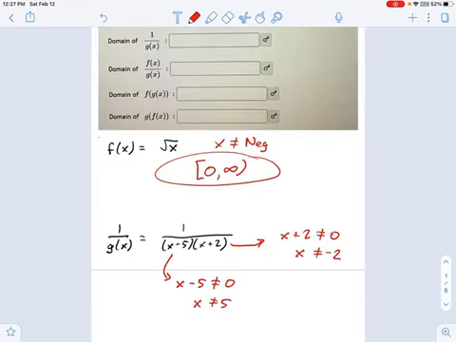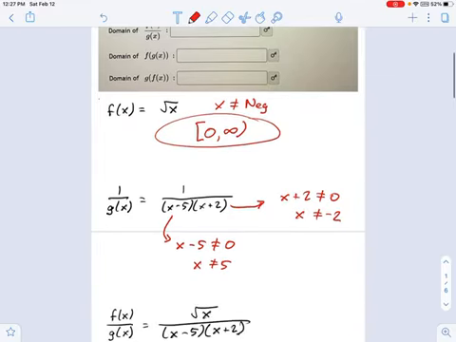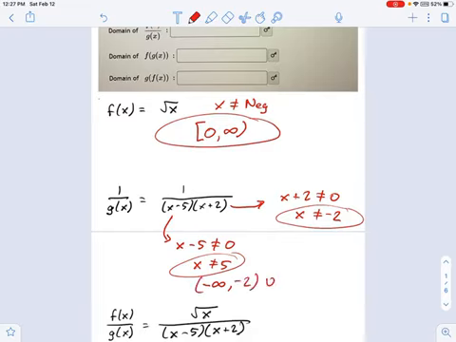It's not some infinity. So we take our two domain restrictions, negative 2 and 5, and just wrap those together into a domain, which goes from negative infinity to the first domain restriction, which is negative 2. And then union, negative 2 to positive 5, and then union 5 to infinity. Okay, those are all the numbers that exist except for our domain restrictions.